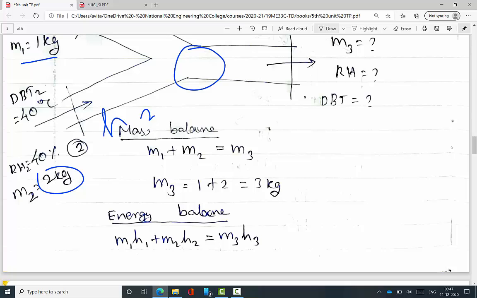For mass balance, input mass is equal to output mass. Input mass is two branches, one is primary air, which is m1, and secondary air is m2, then mixed together, which creates m3. From that, m3 equals the summation of m1 plus m2, equal to 3 kg. Similarly the energy balance: the input energy is equal to the output energy, from the first law of thermodynamics. Study the energy equation; from this concept I can derive that equation. m1h1 plus m2h2 equals m3h3, the energy balance equation.